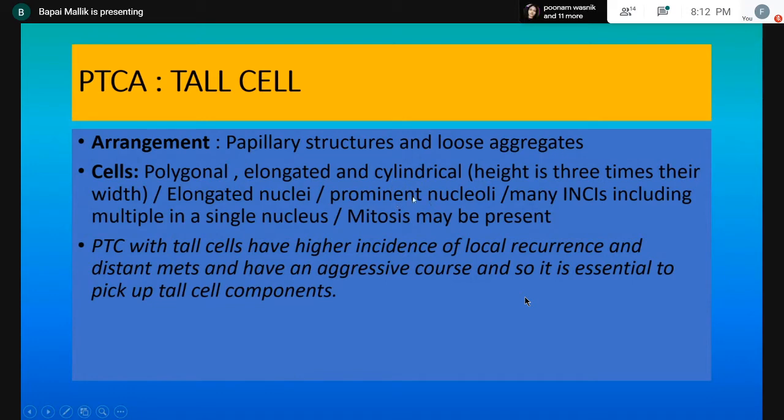That's pretty interesting. But fortunately, most of them or all of them show many intranuclear cytoplasmic inclusions. That is exactly what our experience was when we looked at a number of these cases and we published it. And this is one variant where mitosis may be present. The important fact is that papillary thyroid carcinoma with tall cells have a higher incidence of local recurrence and distant metastasis, and they may have an aggressive course. So it is essential to pick up tall cell components. Even if you are dealing with a papillary thyroid carcinoma with all the usual features, if you see some tall cells, please include it in your report.